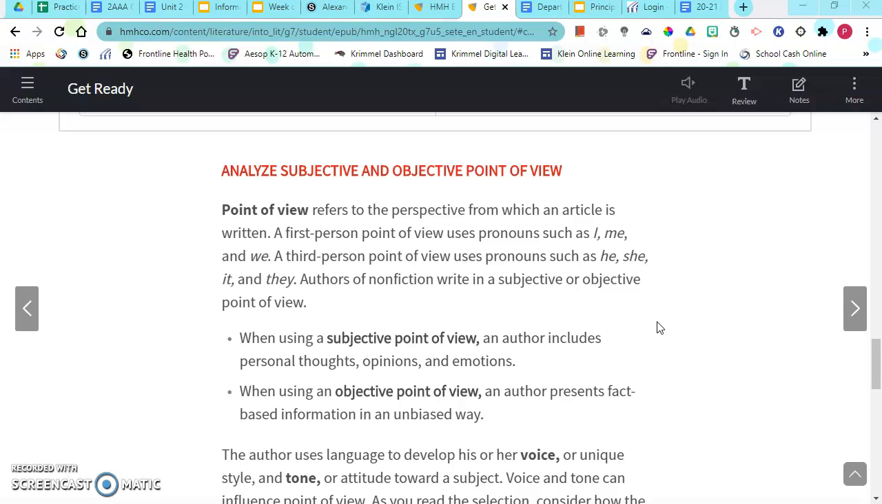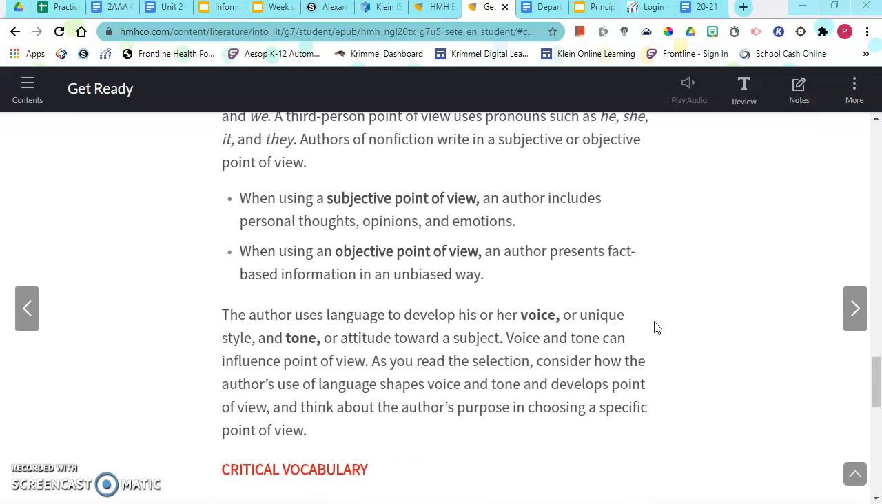A subjective point of view, however, is not always a bad thing. Okay? Authors can definitely use it to make writing more interesting. They can share their reaction to certain things or to certain people, and you'll see examples of that in our article that we're reading today.